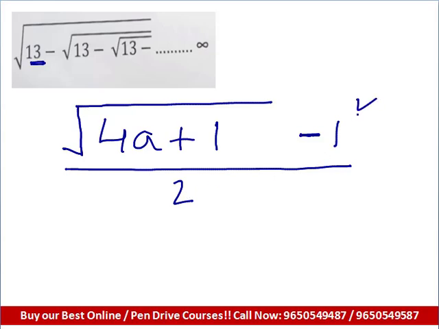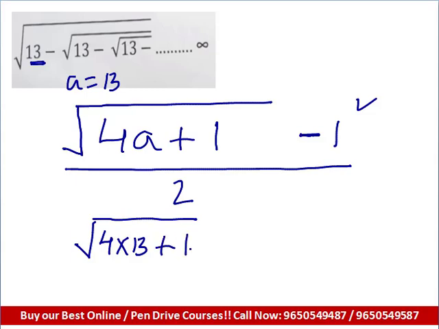Note this shortcut. And out here a is equal to 13. The number getting repeated is 13. So what will it turn out to be? Square root of 4 into 13, a is equal to 13, plus 1, and then the 1 outside will get subtracted. The whole thing will get divided by 2. The denominator will be 2. So it turns out to be, 13 4s are 52.